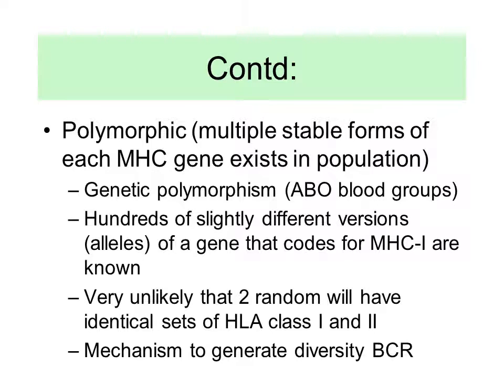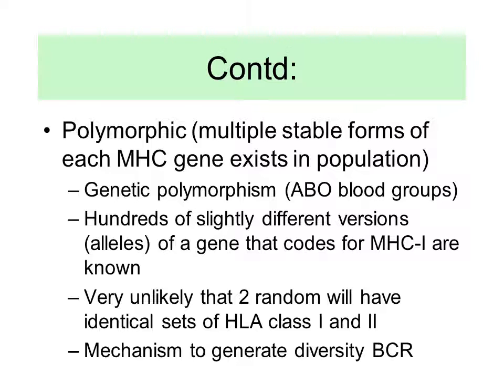So polygenicity was one aspect for MHC. We can pick up different genes. The other important concept for MHC is polymorphism. So we may have multiple stable forms of MHC that exist in the population. Okay? A simple example of genetic polymorphism is your blood groups, ABO groups. This is a sign of your genes picking up those respective forms. And then again, there are hundreds of slightly different versions, which we call alleles, in a gene that codes for MHC.